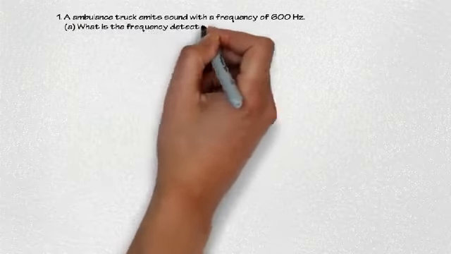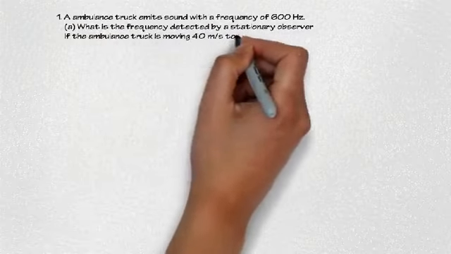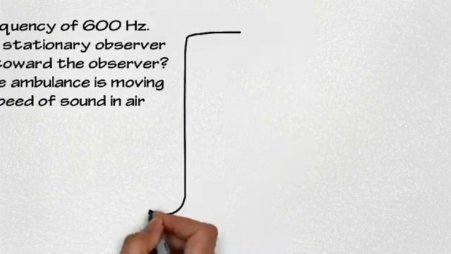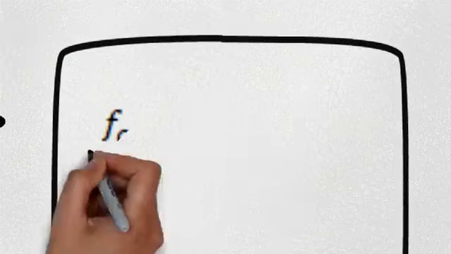Question number 1. An ambulance truck emits sound with a frequency of 600 Hz. A. What is the frequency detected by a stationary observer if the ambulance truck is moving 40 meters per second toward the observer? B. What frequency will be detected if the ambulance is moving 40 meters per second away from the observer? The speed of sound in air at 20 degrees Celsius is 340 meters per second.